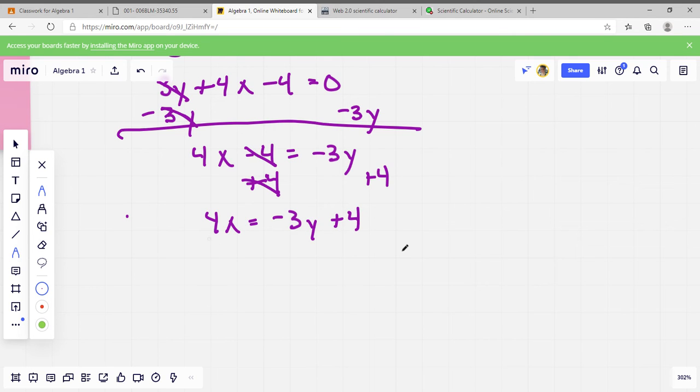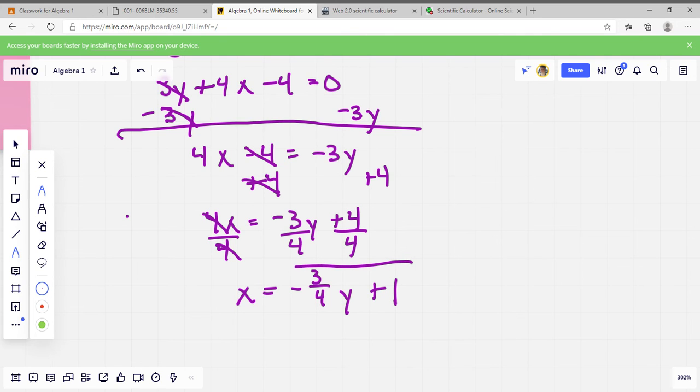All right, now I have to divide by 4. So we divide everything by 4. Those cancel. I'm left with x equals negative 3 over 4y plus 4 divided by 4 is 1. All right, so there's the answer to that one.